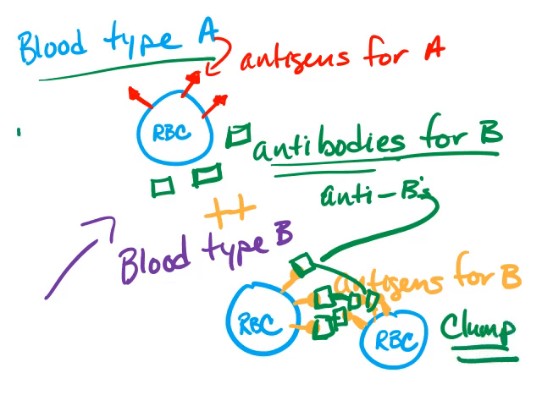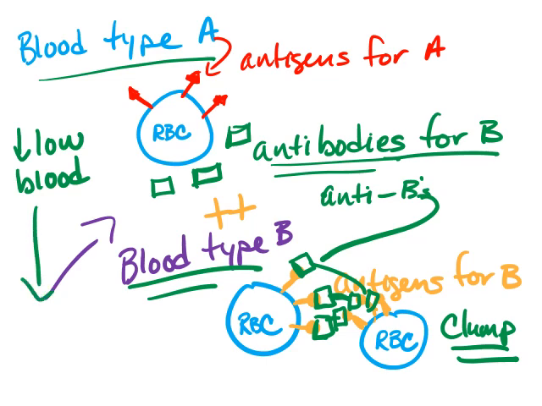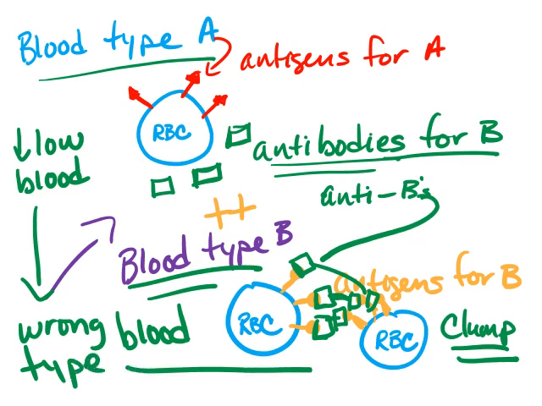So if you have low blood, and I give you the wrong blood type, and we have this clumping happening, agglutination, this defeats the whole purpose, right? Those red blood cells can't bind oxygen and move through the body. They start all clumping together, and we've defeated the purpose of giving you blood.